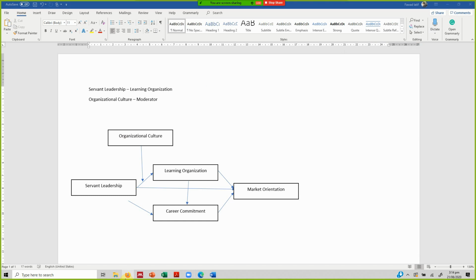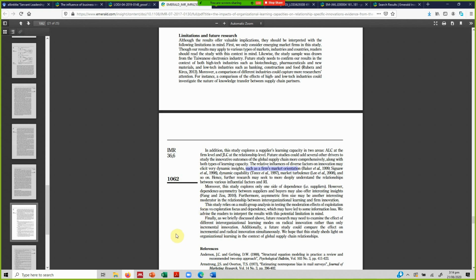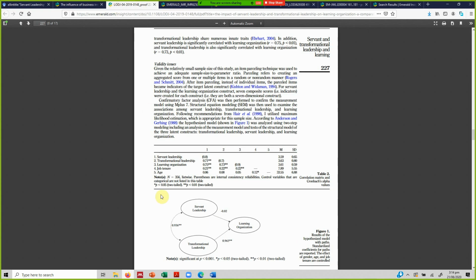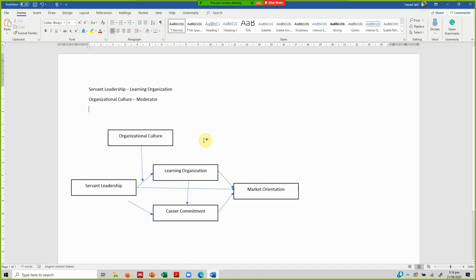So just a quick recap, this is what we had, and while reading just 3 or 4 papers, this is what we got. 3 or 4 latest papers that identified, okay, these are the relationships that can be evaluated in future research. Using those papers, we actually presented or got this model.